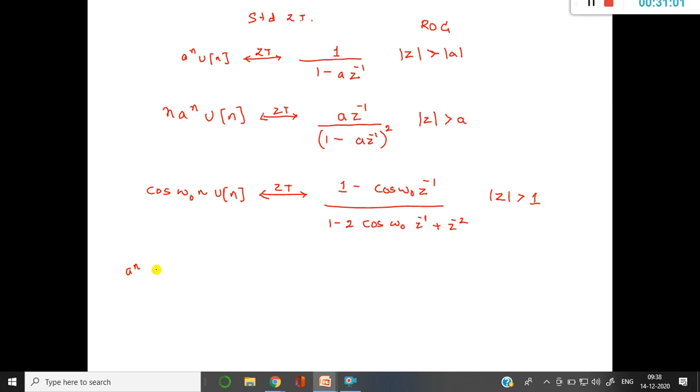Similarly, a to the power of n cos omega naught n u of n. How do we write this? The equivalent Z transform is 1 minus a cos of omega naught z inverse divided by... The reason why I am writing this is that I could have shown you directly with the PPT, but unless I write it, you also won't copy it down. So I want you guys to copy this.